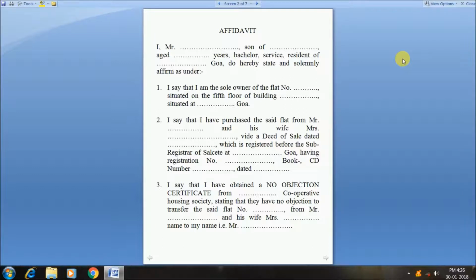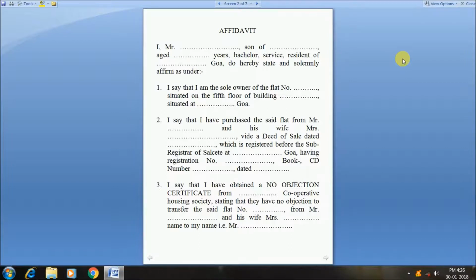So the name of the person, as well as the father's name and all the other details, have to be specifically mentioned in the entire affidavit. And another thing you can do is add the mobile number or an Aadhaar card number or a PAN card number, as the case may be, for even better identification. So that is something that you can do.